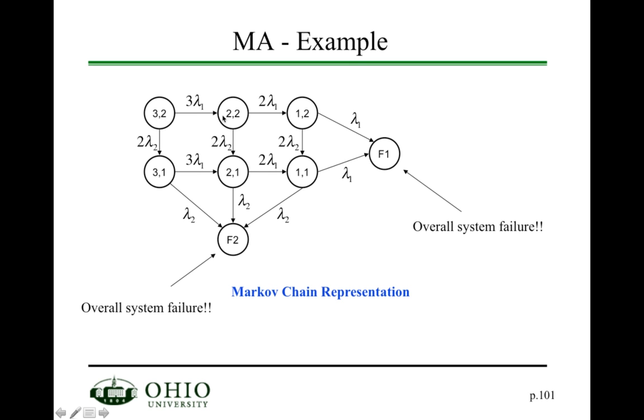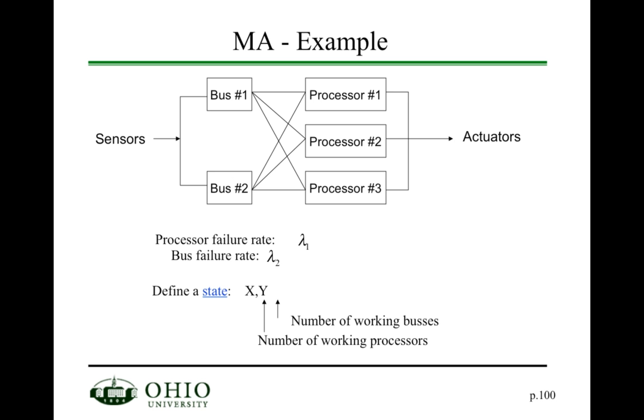3 working, 2, 1. Of course, if you have 1 working processor and it fails, the system as a whole has failed, because now there are no working processors. So there's no way that the system can process the information it gets from the sensors.